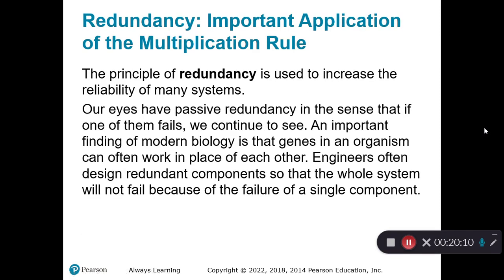The principle of redundancy is used to increase the reliability of many systems. We're making a turn here into something seemingly unrelated, but we're going to tie it back in just a moment. Our eyes have passive redundancy in the sense that if one of them fails, we continue to see. It's a backup. An important finding of modern biology is that genes in an organism can often work in place of each other. Engineers often design redundant components so that the whole system will not fail because of the failure of a single component. Think about having multiple engines on an airplane, for instance. If one engine fails, the remaining engines can still carry that flight to safety if needed.